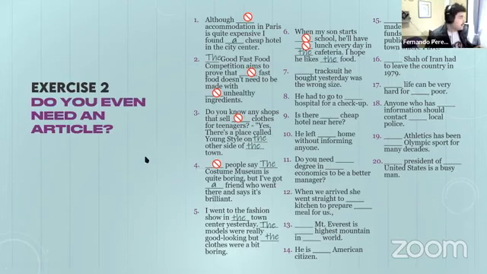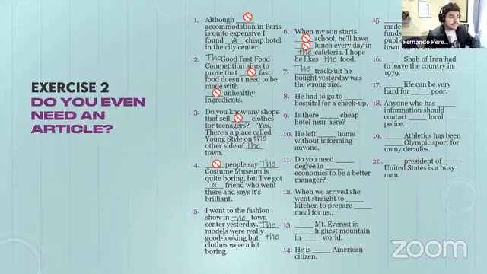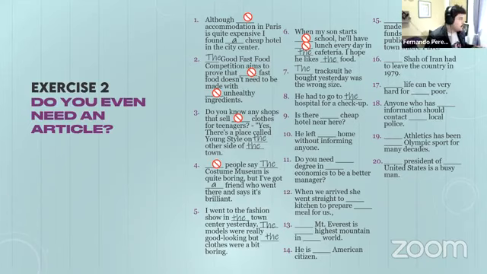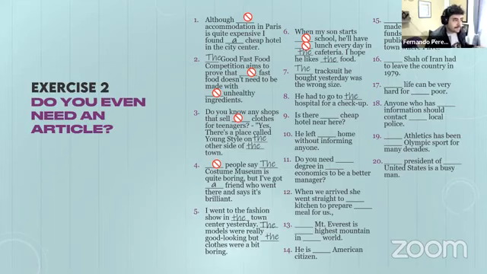Who's got number 8? It's me. He had to go to the hospital for a checkup. Perfect. A specific hospital, right? Very good. Perfect. Number 9. Who's got number 9? Chris. Is there a cheap hotel near here? Perfect.